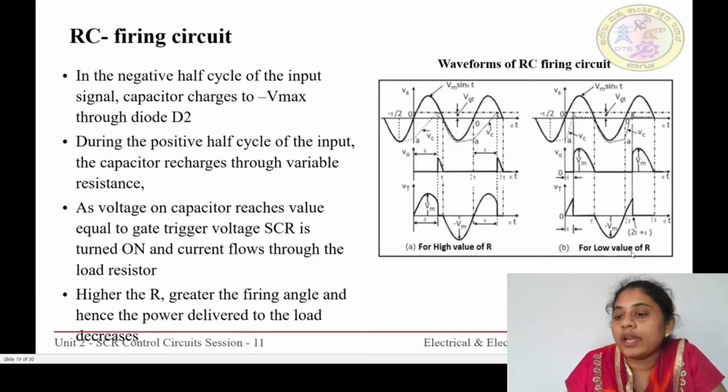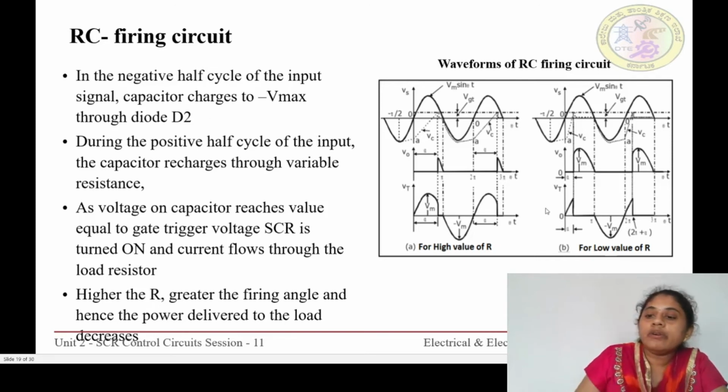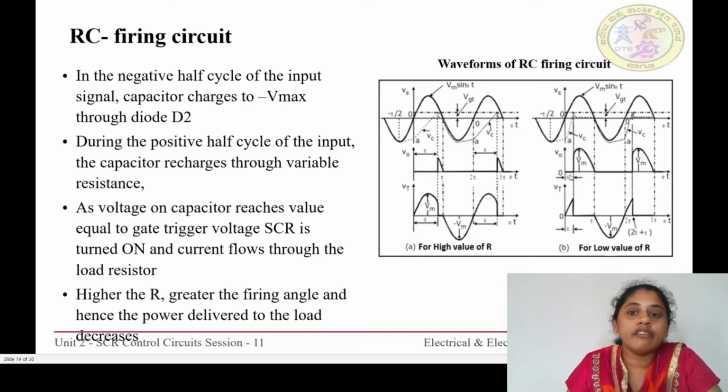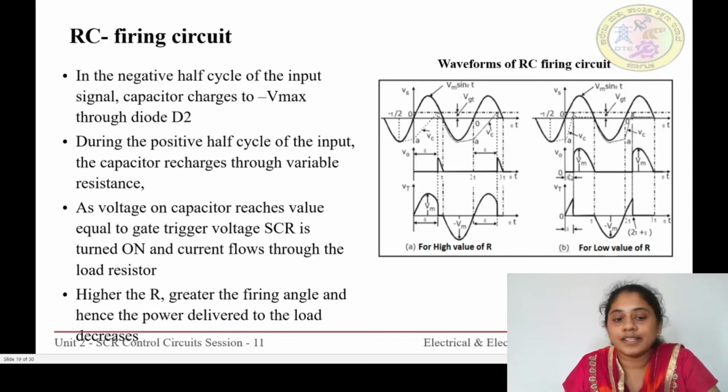And with a low value of variable resistance, there will be a large gate current. Because of the large gate current, there will be only a small firing angle. Because the firing angle is less, the voltage delivered to the load will be high. So to conclude, as the firing angle increases, power delivered to the load decreases. As the firing angle decreases, the power delivered to the load increases. This is the RC firing circuit. So I hope you have learned the R and RC firing circuit.